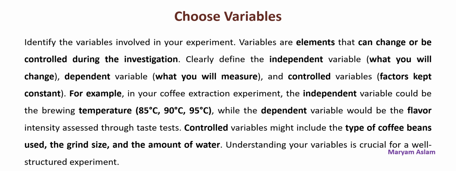For example, in your coffee extraction experiment, the independent variable could be the brewing temperature, for example, 85 degrees Celsius, 90 degrees Celsius, 95 degrees Celsius, while the dependent variable would be the flavor intensity assessed through taste tests. Controlled variables might include the type of coffee beans used, the grind size, and the amount of water. Understanding your variables is crucial for a well-structured experiment.